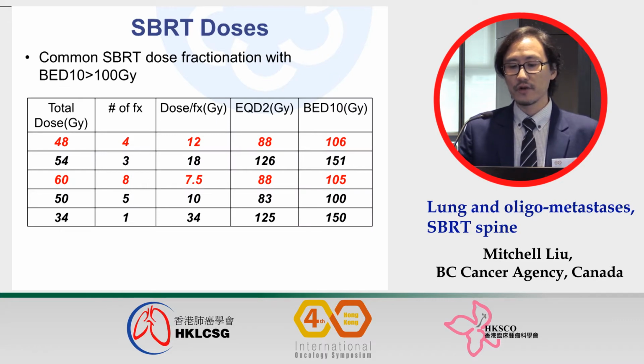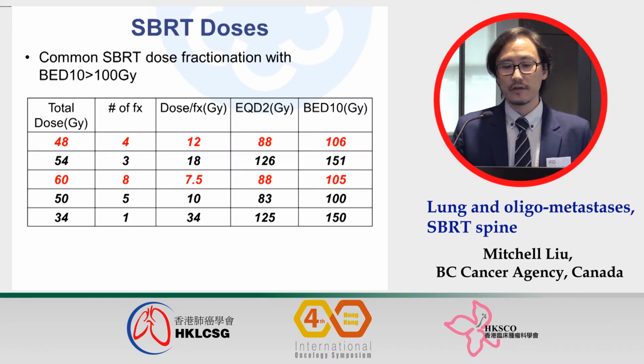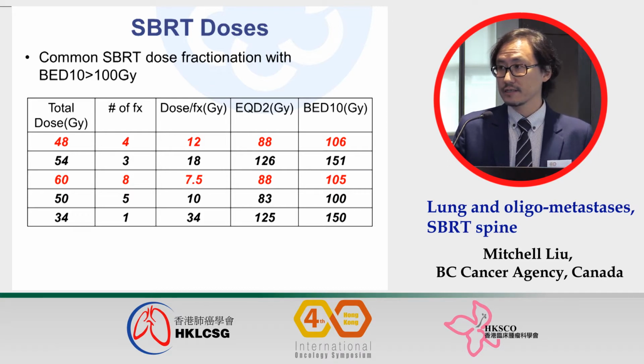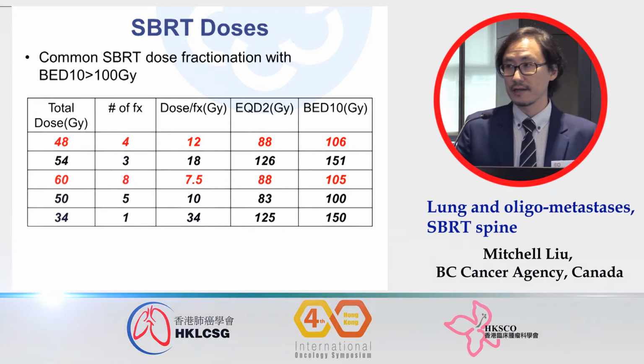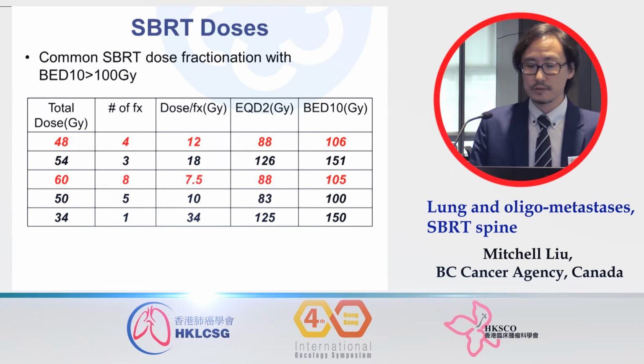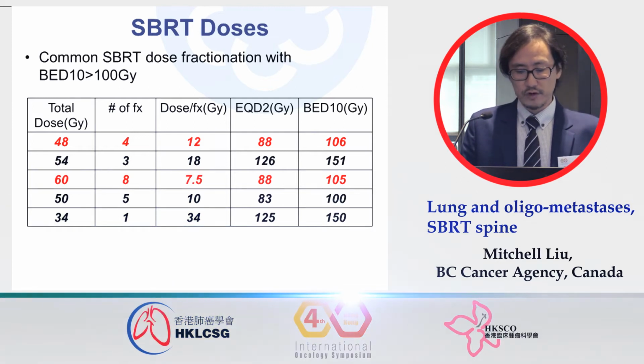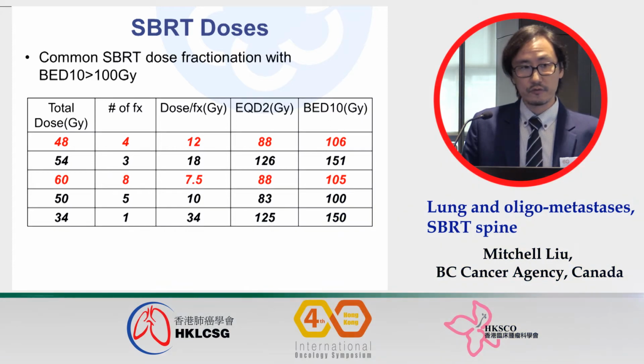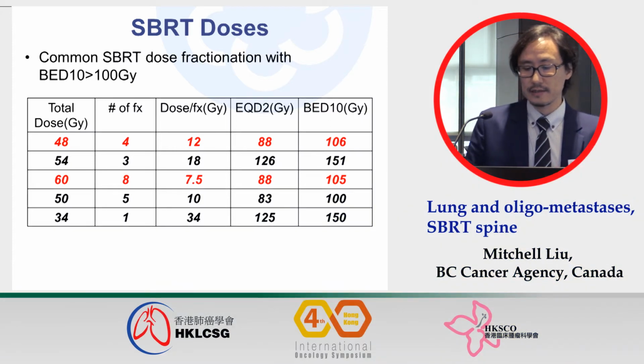Some of the common fractionations that will give a BED 10 of greater than 100 grays would include 48 grays in 4 fractions, as well as 54 grays in 3 fractions. And these are the common peripheral dose fractionations. And for central lung lesions, common dose fractionations will be 60 grays in 8 fractions and 50 grays in 5 fractions.